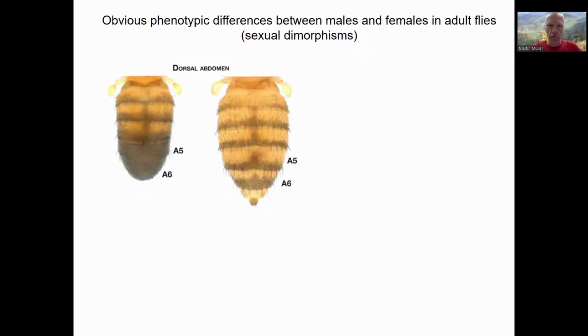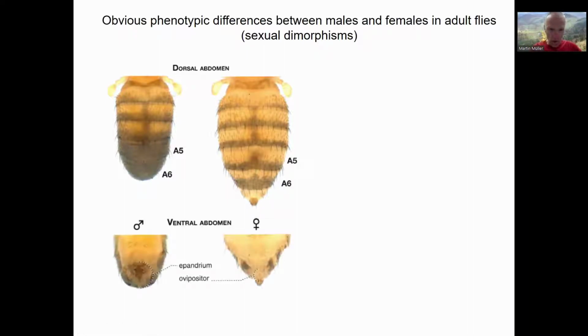Okay, then here we have the main difference, the sexually dimorphic phenotypes between males and females, which are most clear and which can easily be used to distinguish them. Again, as I said, the difference in pigmentation. Here again, you have the halteres sticking out of the third thoracic segment.